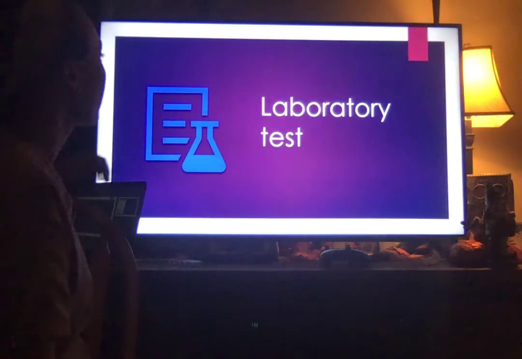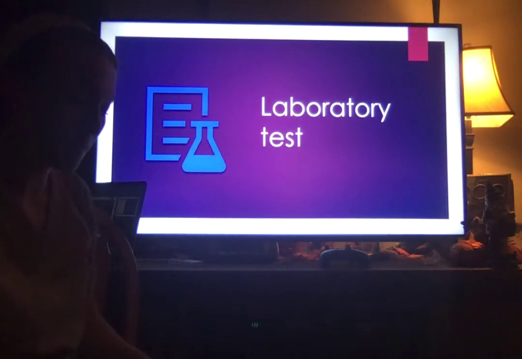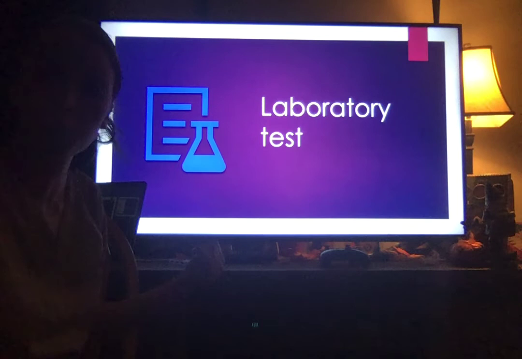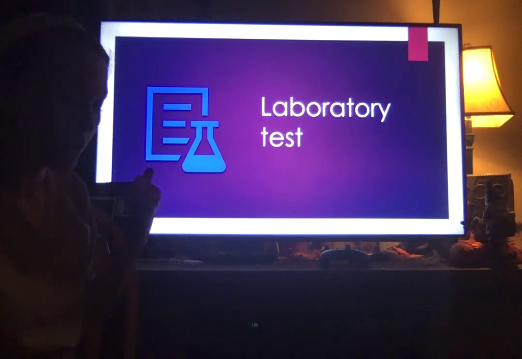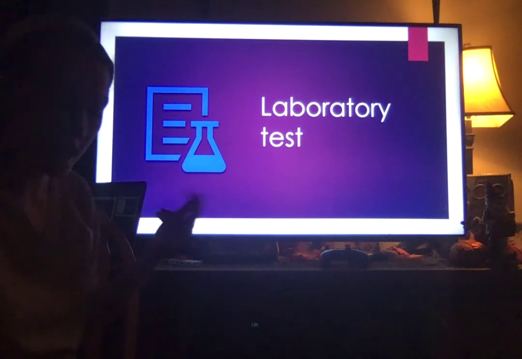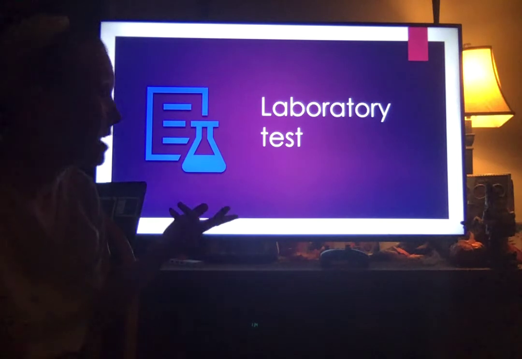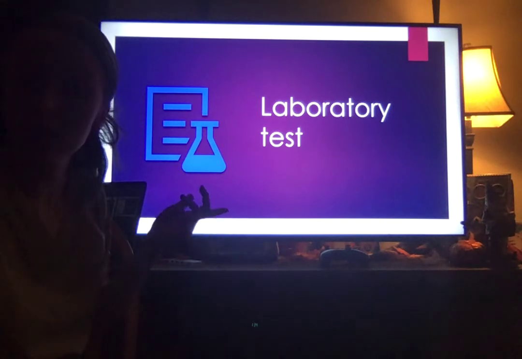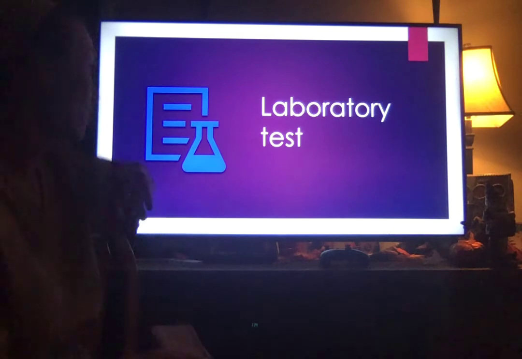Laboratory tests that they're going to do, you're going to have a decreased T3, a decreased T4, an increased TSH, and then also maybe anemia they might test, and it could be diagnosed with an ultrasound as well. They might order an ultrasound.